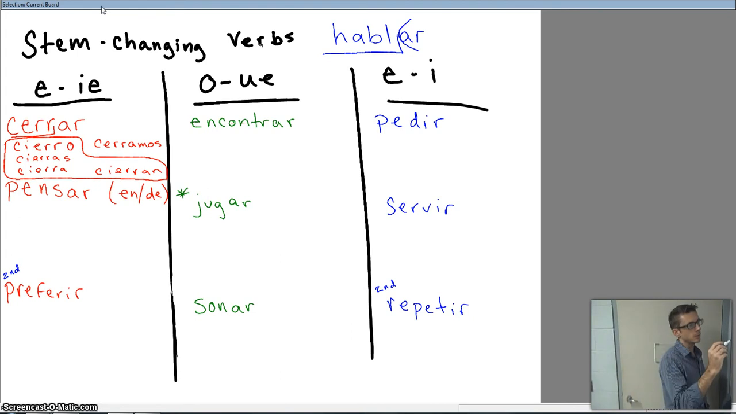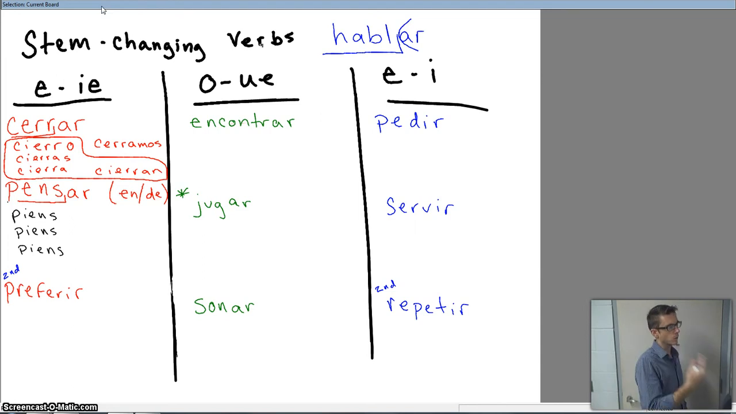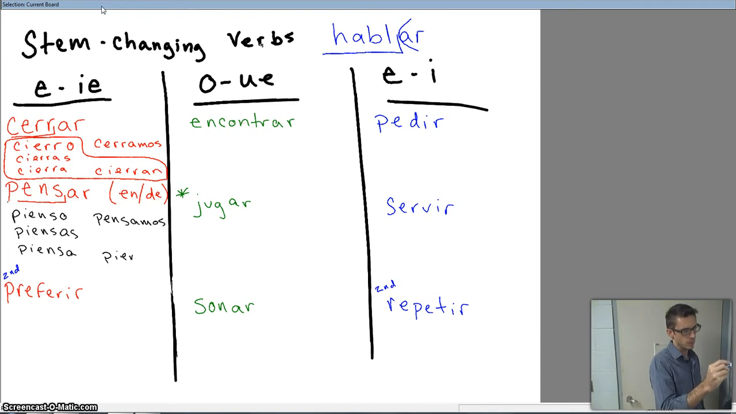Pensar, same thing. Let's locate our stem. There it is. What are we going to change within that stem? E to IE. So, what are our normal AR verb endings? Like you already know. Pienso, piensas, piensa. So what is it going to be in nosotros if we don't change stem? You got it. Pensamos. And then back to our ellos, ellas, ustedes form. Piensan.